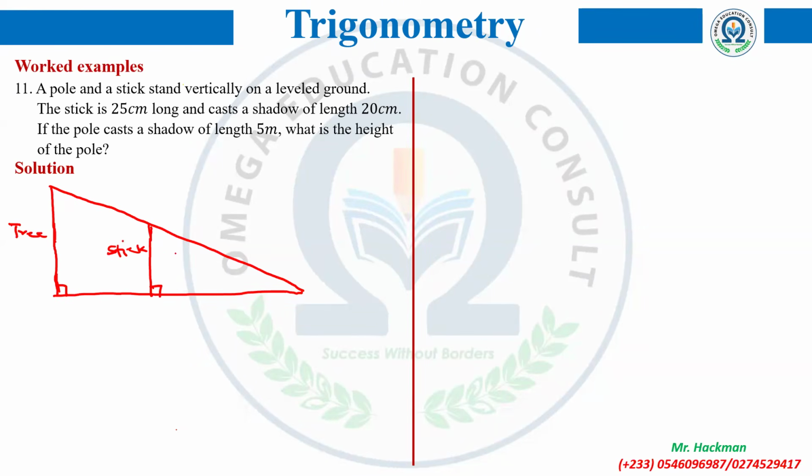Okay, so now it's the same picture that we are looking at. If you look at the dimension, the stick we are told is 25 centimeters long. So this length here is 25. That's your stick. And we know the shadow is 20, so I know the length here is 20 cm, from here to here.